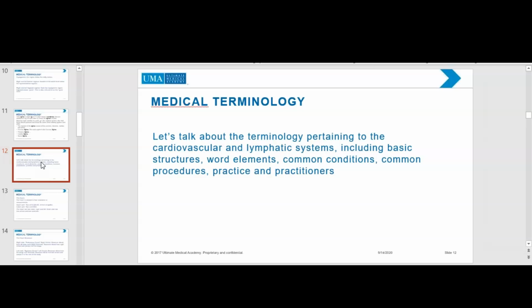All right, let's break it all down. Let's talk a little bit about medical terminology pertaining to the cardiovascular system, and we'll end by talking about the lymphatic system.